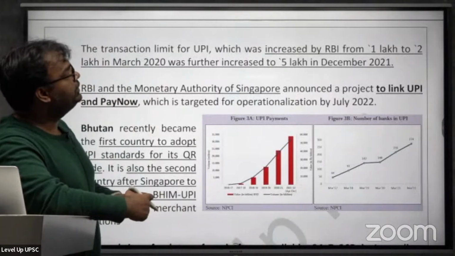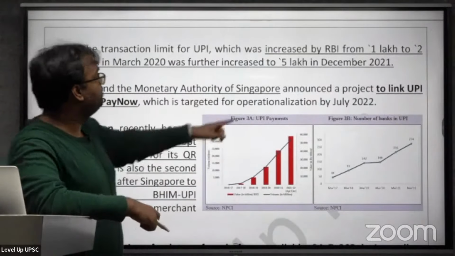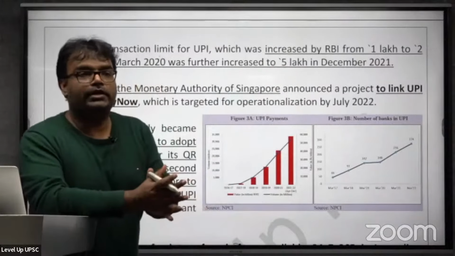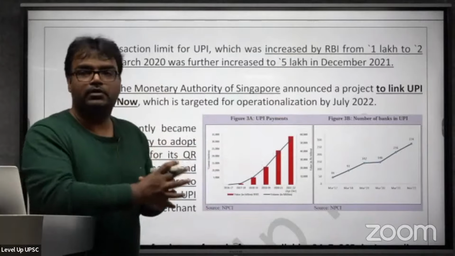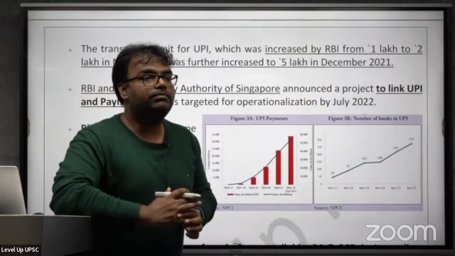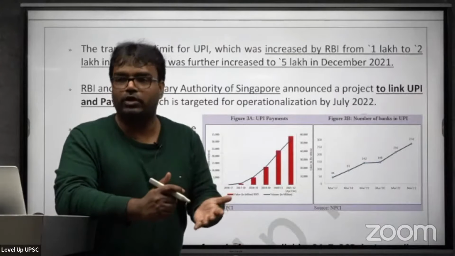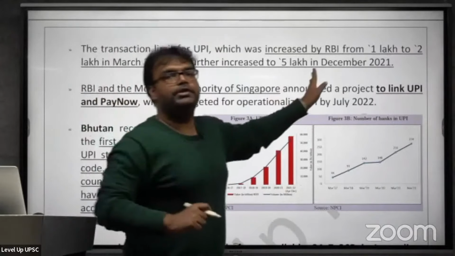Earlier, it was increased by RBI from 1 lakh to 2 lakh, but in December 2021, it has been increased to 5 lakh. So in your exam, you may be given a statement that the transaction limit for UPI is 2 lakh rupees, or the maximum transaction the UPI can do is 2 lakh rupees only. So know that it has been updated to 5 lakh rupees.